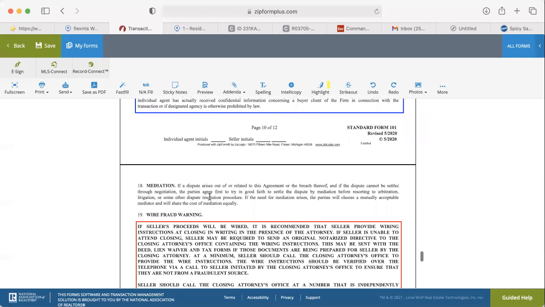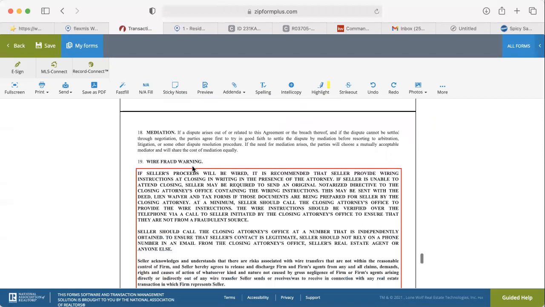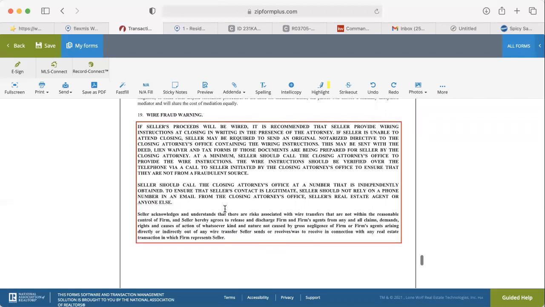Number 18 talks about mediation. If there is a dispute about how to settle a disagreement, then we all agree to go to mediation. 19 talks about wire fraud warning, and this again is just like the fixtures and exclusions. It's the same box that's on just about every document.